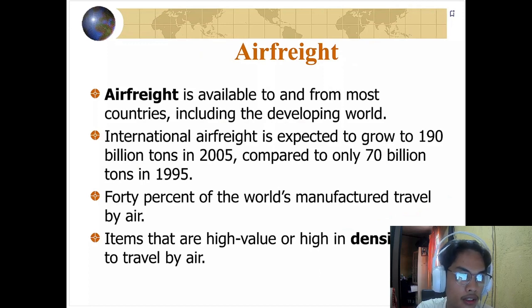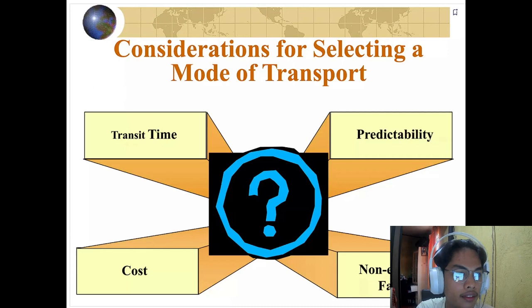Also, there is air freight. Air freight is available to and from most countries, including the developing countries. International air freight is expected to grow to 190 billion tons in 2005 compared to only 70 billion tons in 1995. 40% of the world's manufactured goods travel by air. So items that are high in value or high in density tend to travel by air.